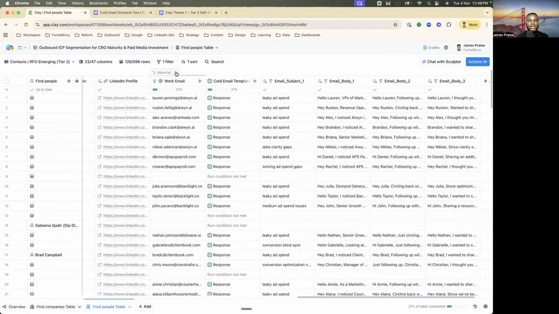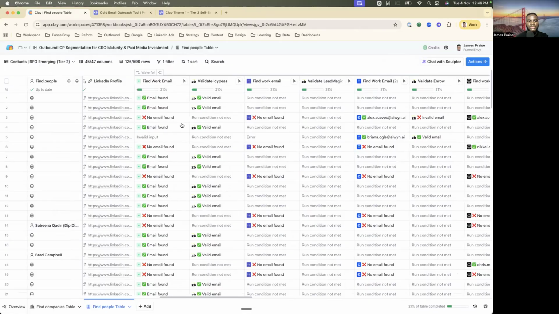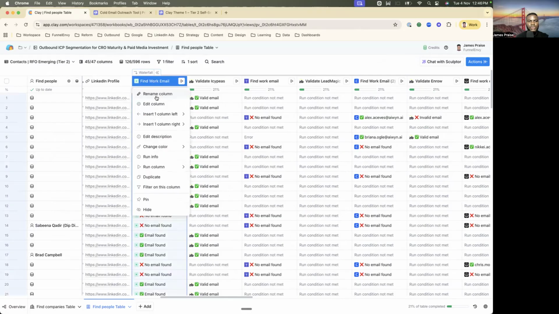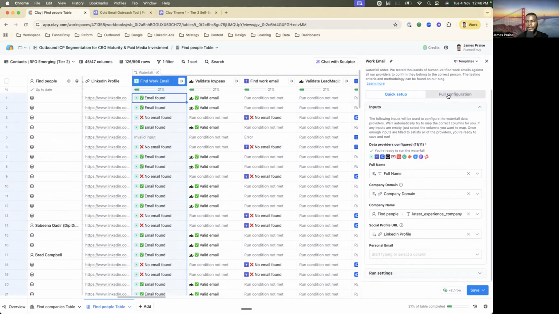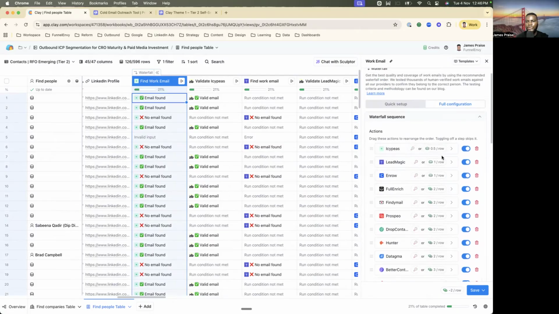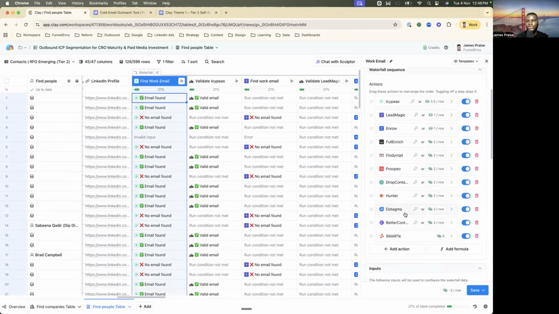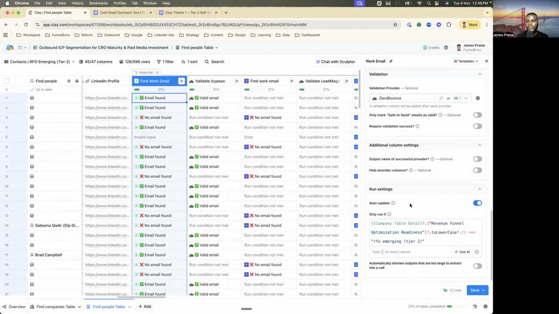So I did a waterfall here. We can look at what the formula is. I use a bunch of email providers here, and you can look at the full configuration. I stacked it from the cheapest provider to the most expensive. So if it finds the email with this provider, then it's not going to run the rest, right? The run condition will not be met. But if it doesn't, it keeps going. So that's the waterfall enrichment style of things, right?